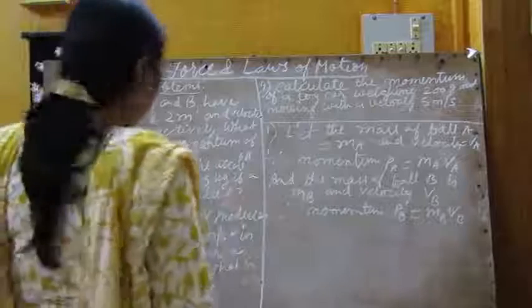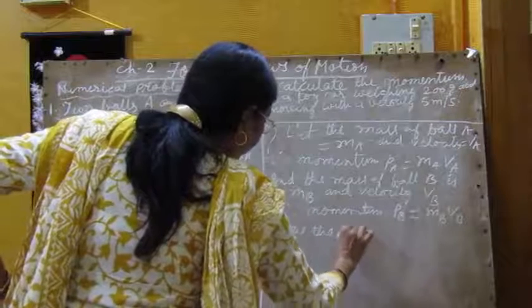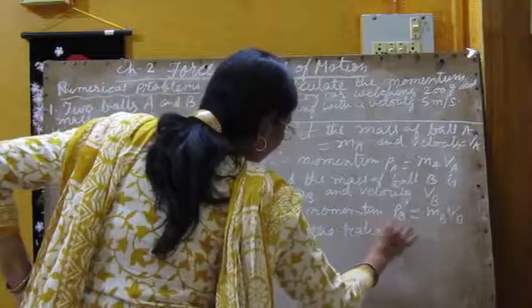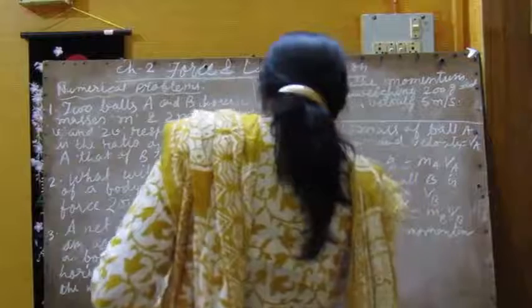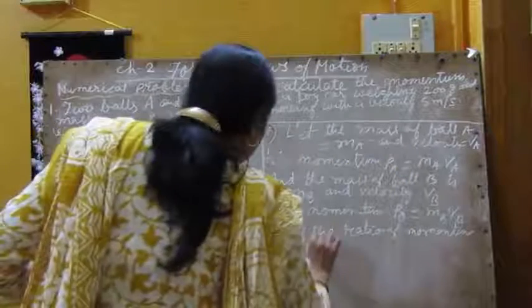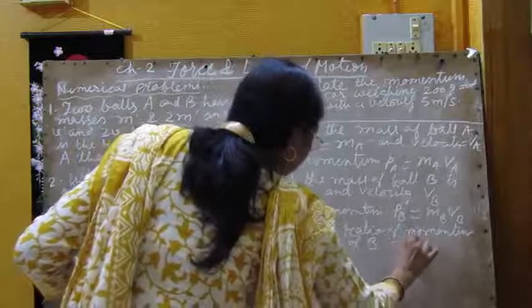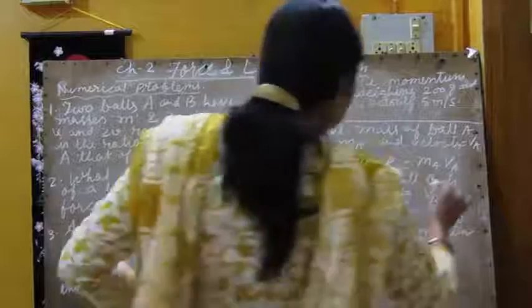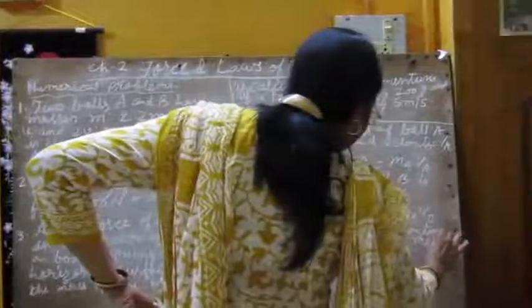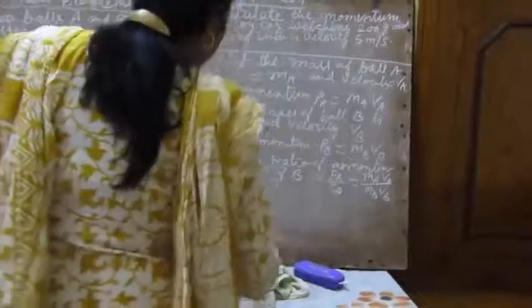So now the ratio of momentum of A to that of B equals PA by PB. Clear? PA by PB means I can write mA vA by mB vB. Clear? Now, what is mA?